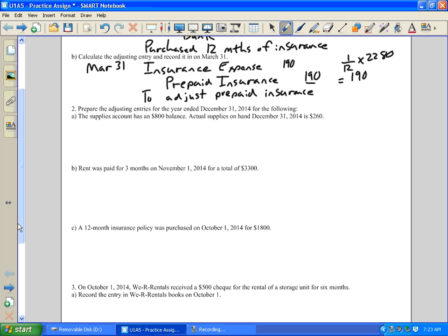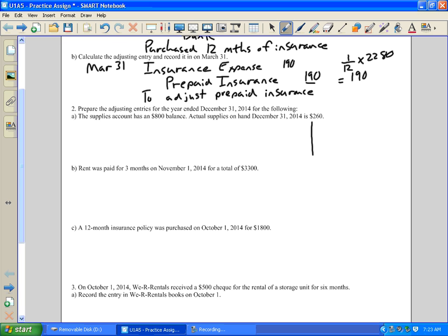So question number 2, prepare the adjusting entries for the year end December 31st, 2014 for the following. So for these three, we're just being asked to prepare the adjusting entries for them. All right, number 1 says the supplies account has an $800 balance. Actual supplies on hand on December 31st, 2014 is $260.